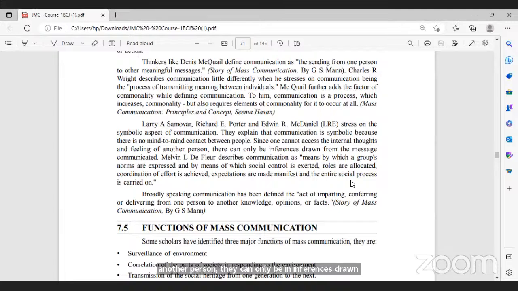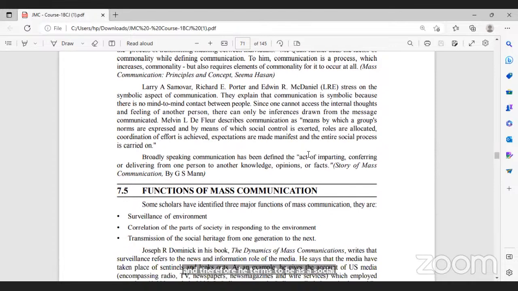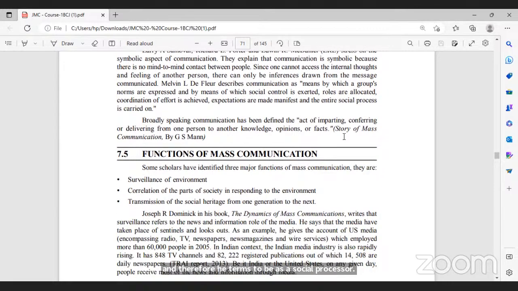Melvin DeFleur describes communication as the means by which group norms are expressed and by which social control is exerted. Special roles are allocated, coordination of effort is achieved, expectations are made manifest, and the entire social process is carried on. So, according to DeFleur, it is a social process involving social control, allocation of roles, coordination, expectation, and manifestation. However, communication has also been defined as the act of imparting, conferring, or delivering from one person to another, whether knowledge, opinions, or facts.